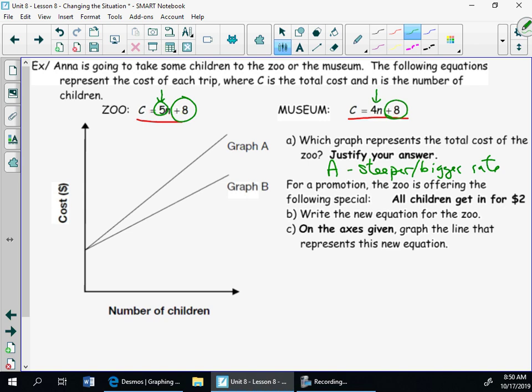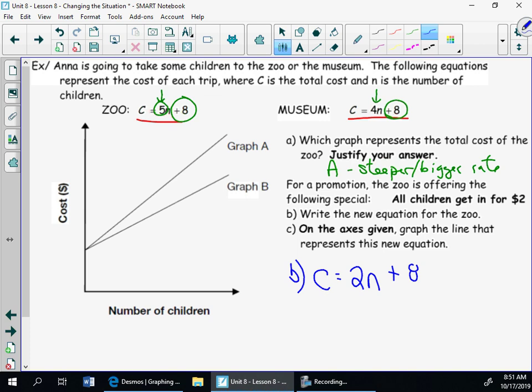Okay, next part. For a promotion, the zoo is offering the following special. All children get in for $2. Can you write the new equation? Well, sure I can. Okay, instead of a cost of $5 per child, now it's going to be $2 per child. And it starts at $8 still.